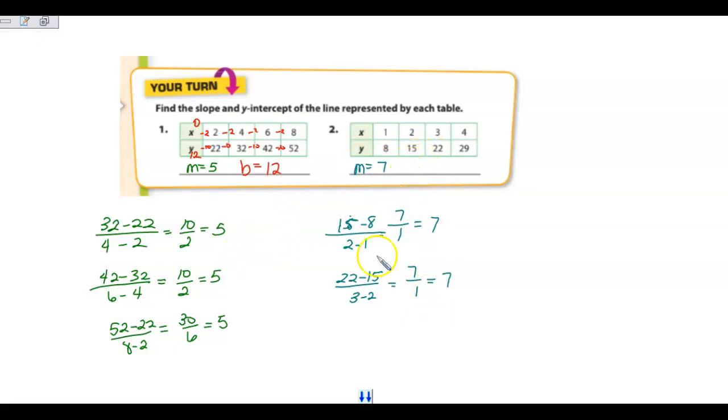My y-intercept, so between here and here, I subtracted 1, subtract 1, oops, subtract 1. 1 minus 1 is 0. 29 and 22, if I take, I get 7, so subtract 7, subtract 7, subtract 7. 8 minus 7 is 1. So my y-intercept in this case is going to be 1.